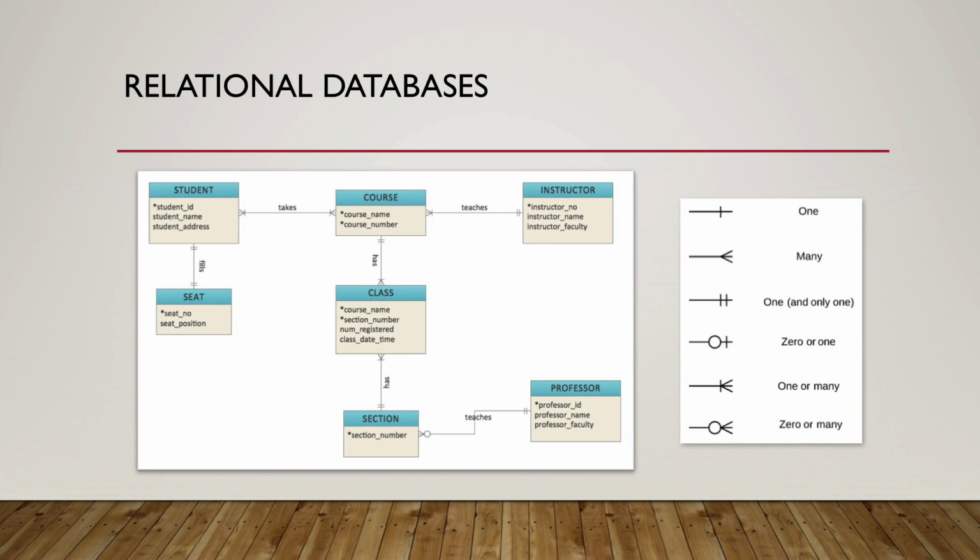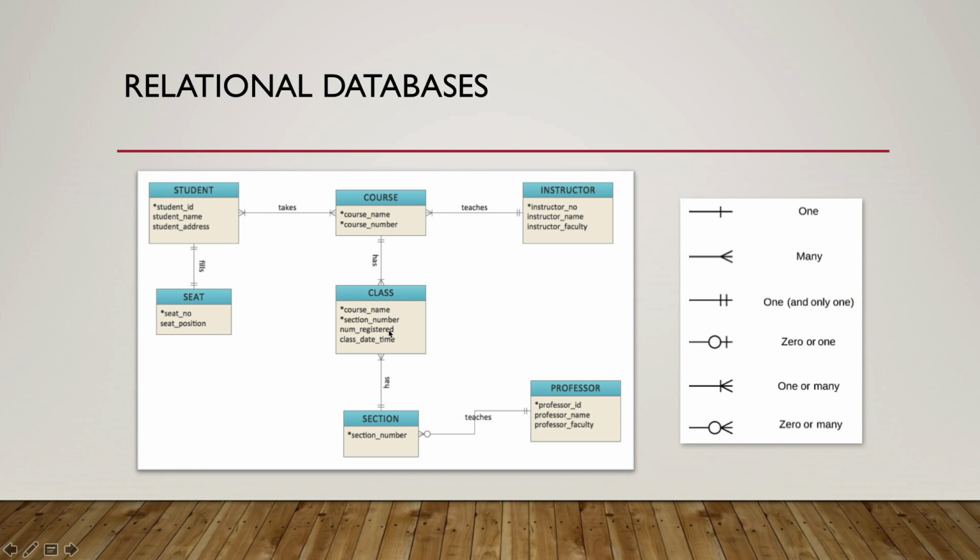Here's another example that helps us examine these relations in more detail. This is maybe a little more realistic arrangement of how a particular course might be laid out in a real database. It's centered around the class entity right in the middle. And the class entity has a course name. It also has a section number.